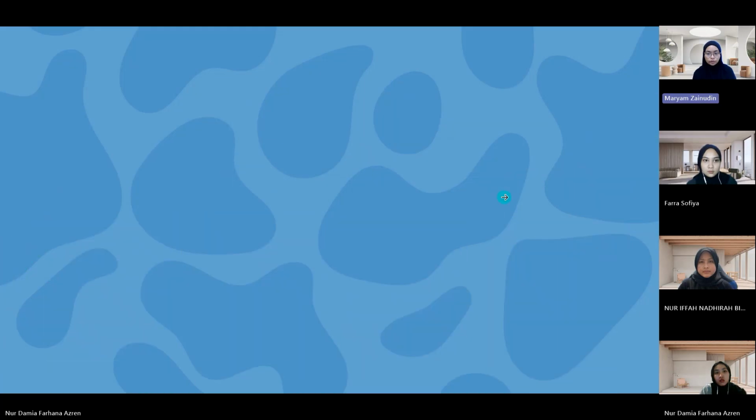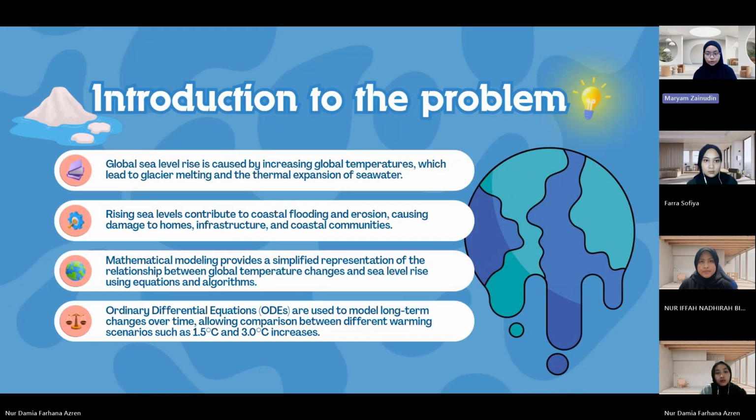The problem is global warming causes sea level rise through two main processes, melting glaciers and thermal expansion of seawater. This leads to coastal flooding and erosion, damaging homes and infrastructure. To understand future risks, we use mathematical modeling, which is ordinary differential equations, to help us simulate long-term changes, allowing us to compare different warming scenarios like 1.5 versus 3.0 Celsius.